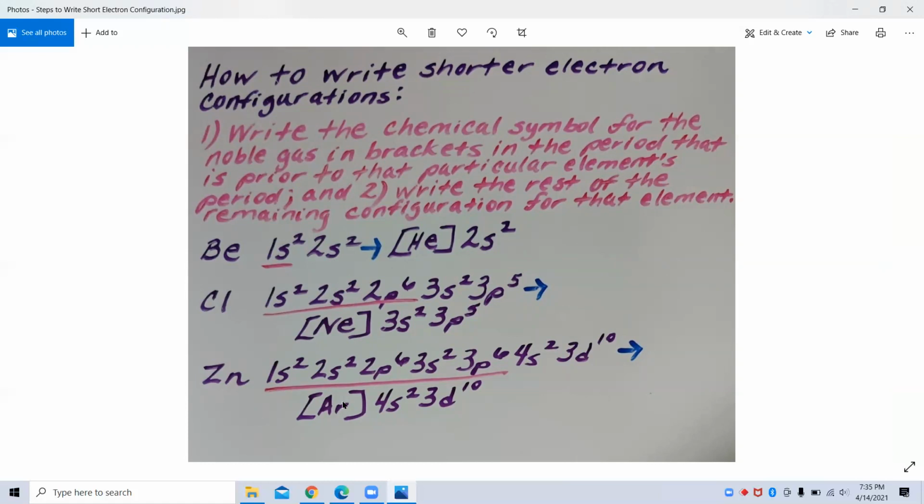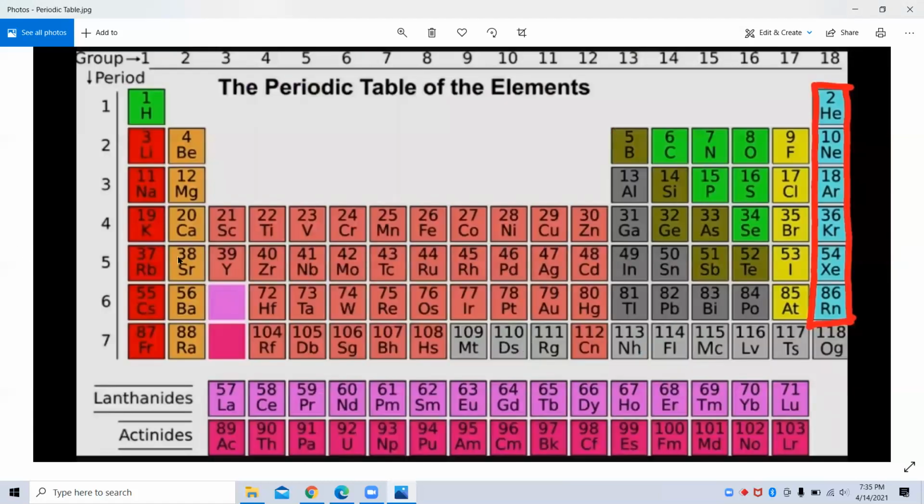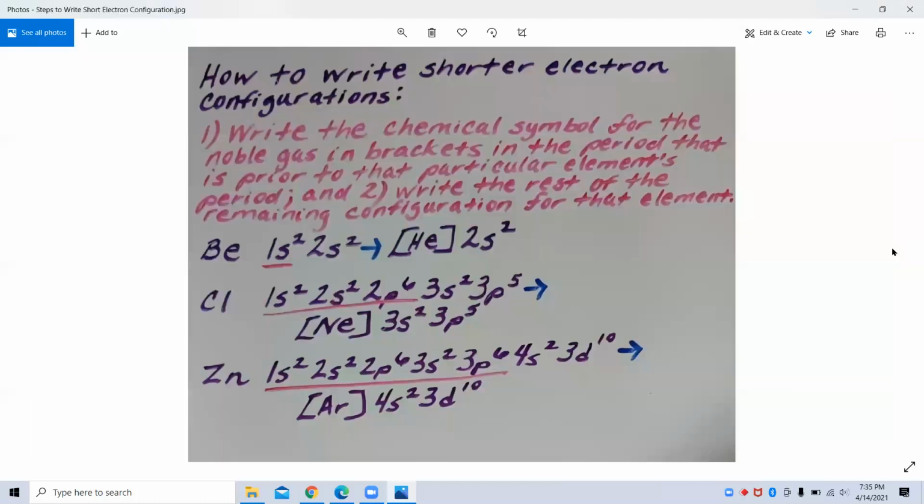Zinc is the longest of all of these. It's 1s2, 2s2, 2p6, 3s2, 3p6, 4s2, 3d10. Now let's go look at the periodic table of elements to see what noble gas is there. So here's zinc. The period prior to that is this one. So there's argon. So going back, this whole part here, 1s2, 2s2, 2p6, 3s2, 3p6, that I've underlined is argon. So all you have left is a 4s2, 3d10.